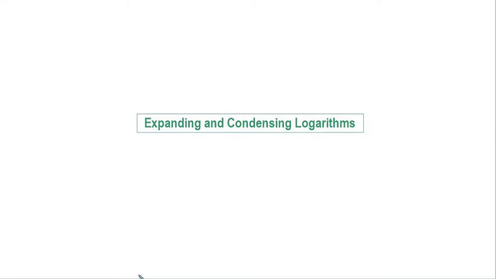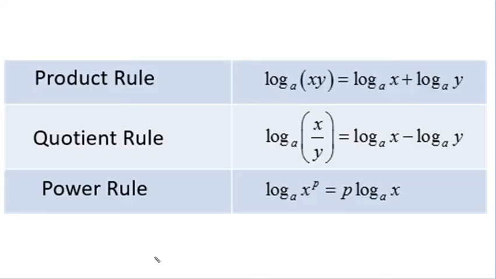Okay, so in this video we're going to discuss expanding and condensing logarithmic expressions. So the first thing that I want to talk about are the three rules. We have the product rule, the quotient rule, and the power rule. So the product rule says that if we have two logarithms that have the same base that are adding, those can be rewritten as a single logarithm of the product of the arguments.